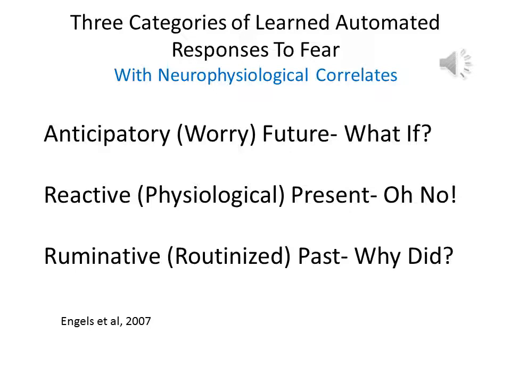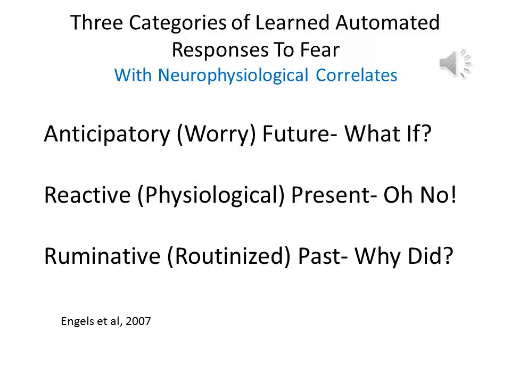So looking at the work of Engels et al., we find 3 categories of learned automated responses to fear with the neurophysiological correlates that we were just discussing. Anticipatory worry of the future, which usually involves questions like, what if the world ends tomorrow? What if all the banks fail? What if somebody I don't like gets elected? What if my friends don't like me?